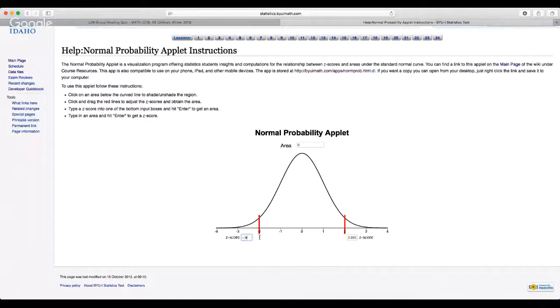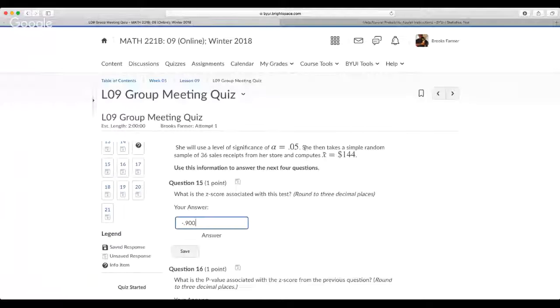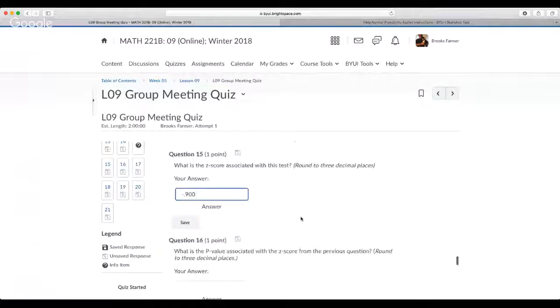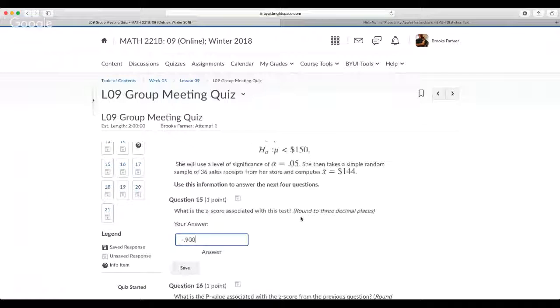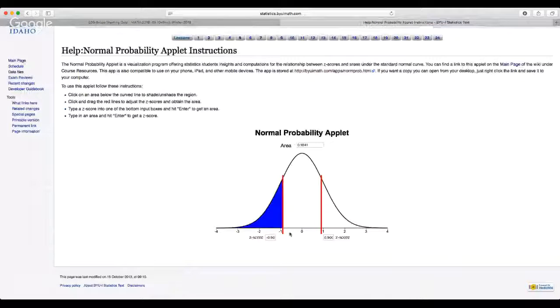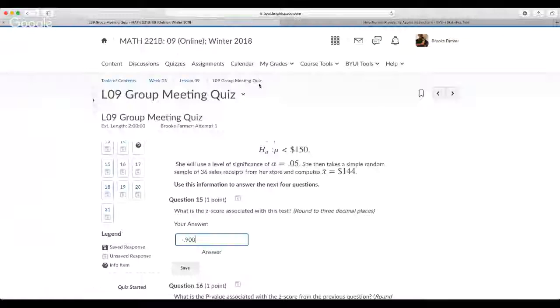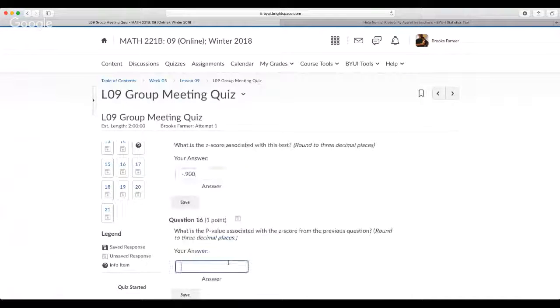Okay, -0.9. And we are testing. Okay. So you're on 16 now? Yeah. So when you put this -0.9 into your applet, what you want is the area to the left, because what we are trying to prove is whether it is less than the mean. That makes sense? Yes. So I got a probability of 0.1841. This is my p-value.